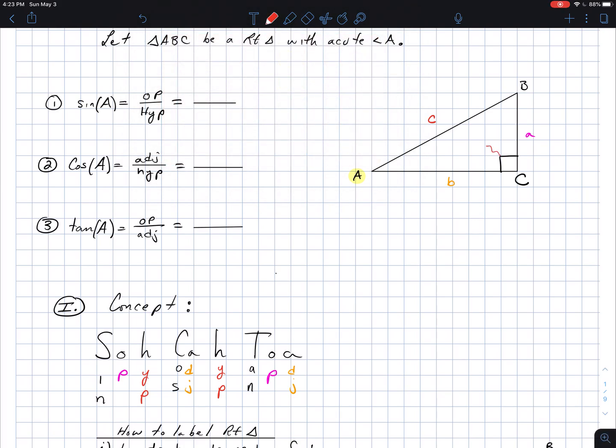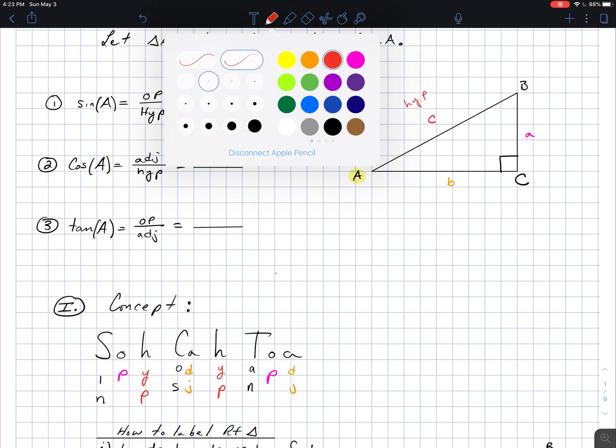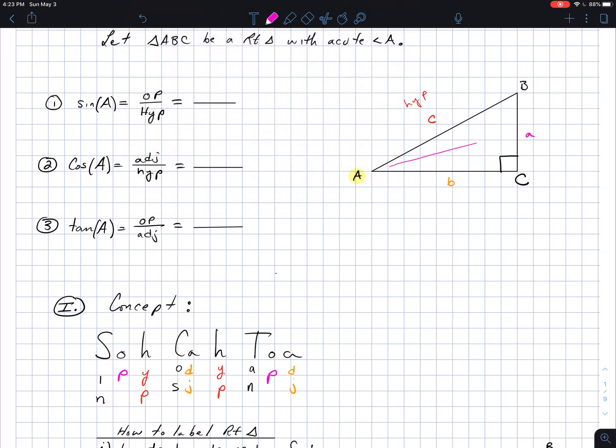So opposite the right angle is the hypotenuse. So I'll put that. Opposite angle A is little a. Notice how the sides are located? This is opposite to A. And then we can do the last one, which is the adjacent side to A.